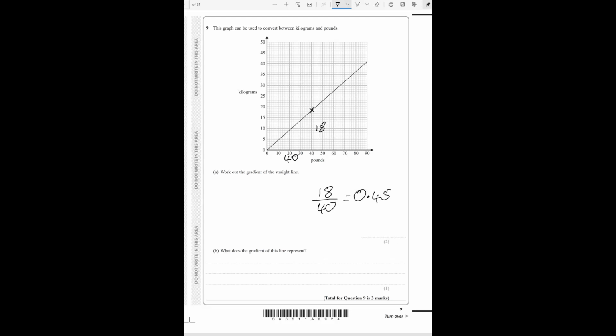0.45. Now, if your numbers are slightly different, they do give a margin in the mark scheme. I think it said between 0.4 and 0.5. Okay. What does the gradient of this line represent? Well, each time you go up one, it's the conversion, it's how many kilos per pound. Yeah, so every time there's one more pound, you get 0.45 of a kilo, which sounds about right.